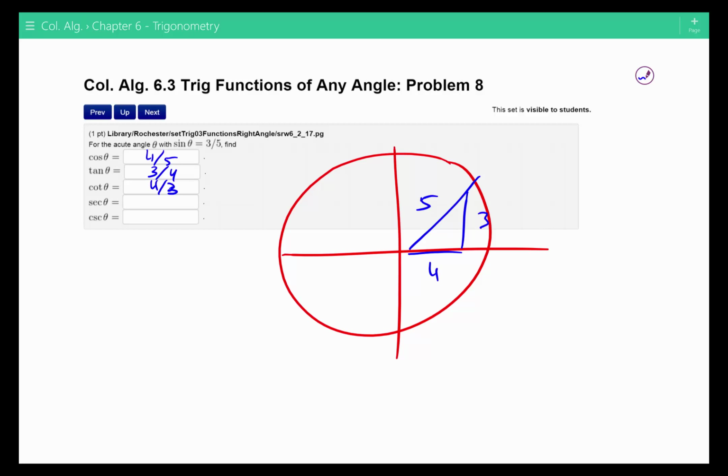The secant is the reciprocal of cosine, and the cosecant is the reciprocal of sine. So I'm going to do hypotenuse over opposite, 5 over 3.